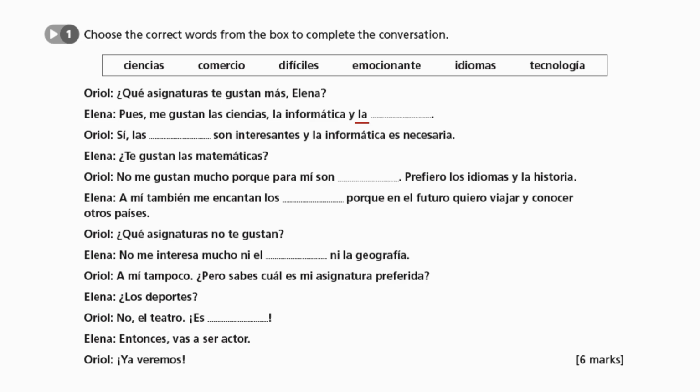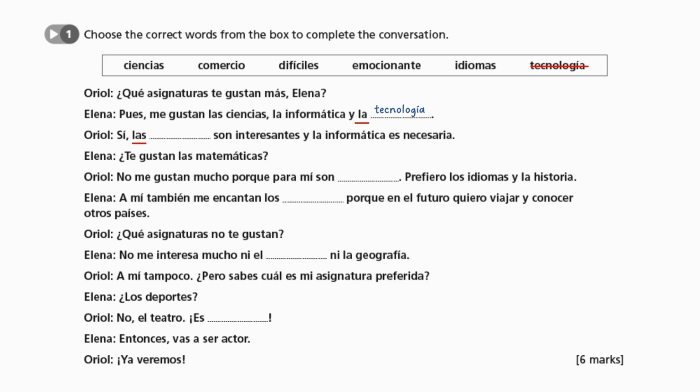So for our first word, we have it preceded by the word la, which indicates a feminine singular word. So from our list at the top, there's only one feminine singular noun, which is tecnología, which means technology. So I'm going to pop it in the gap there. And I'm also going to get rid of it from our options because we won't need it anymore, so we can disregard that when working through the other gaps.